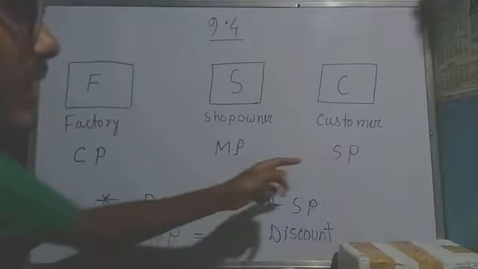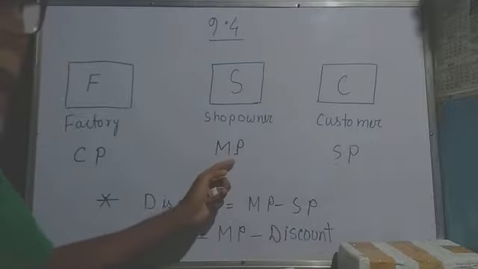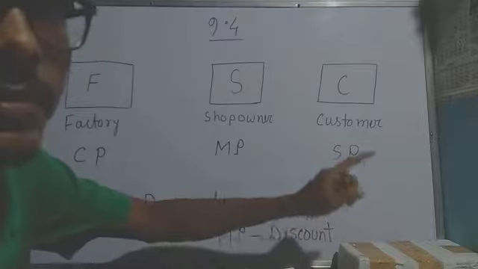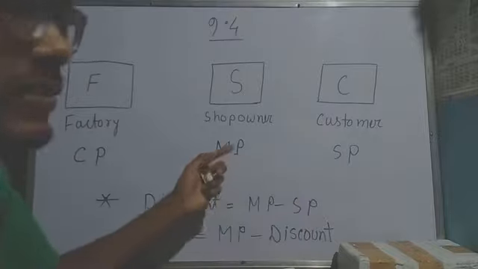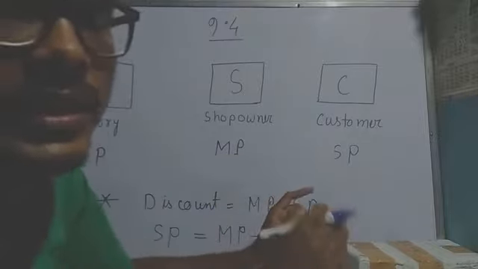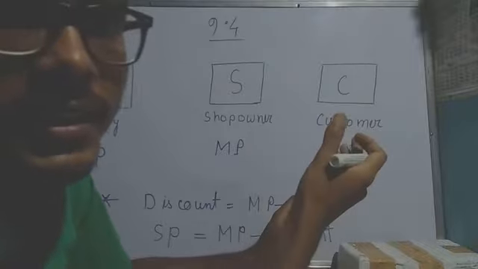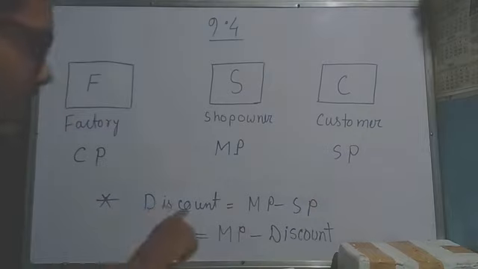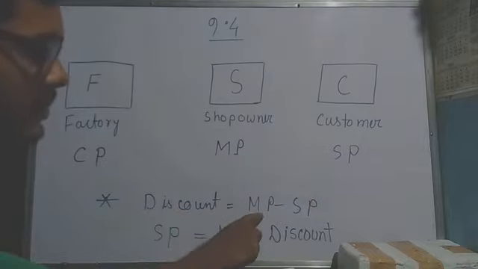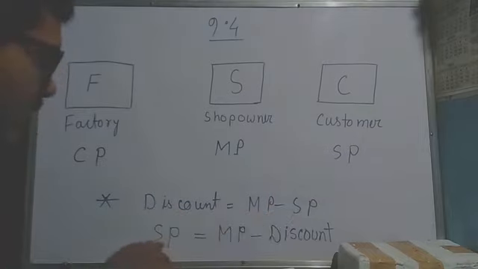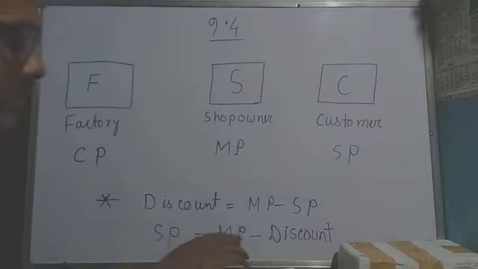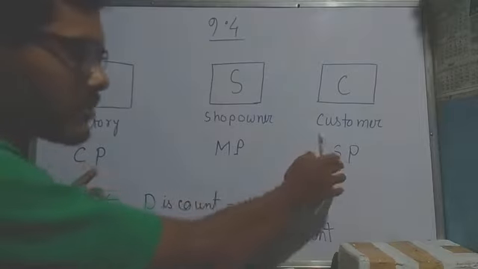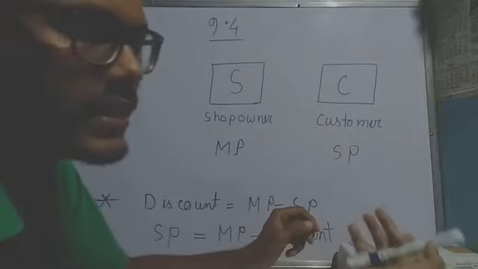And selling price will be market price minus discount, because the shopkeeper always tries to give a discount. He rarely increases the price, so he always gives some discounts. This is the formula we have to apply: discount equals market price minus selling price, or selling price equals market price minus discount. The other formulas for selling price and cost price remain the same as in Innings 9.3.